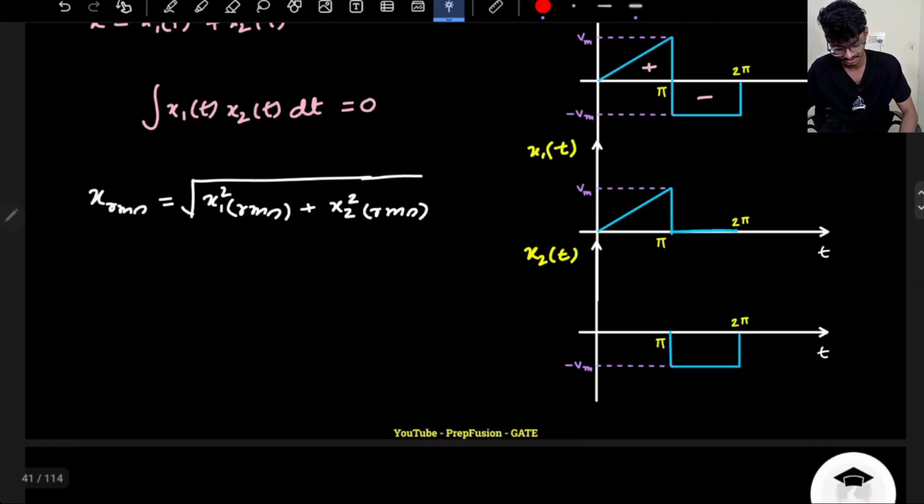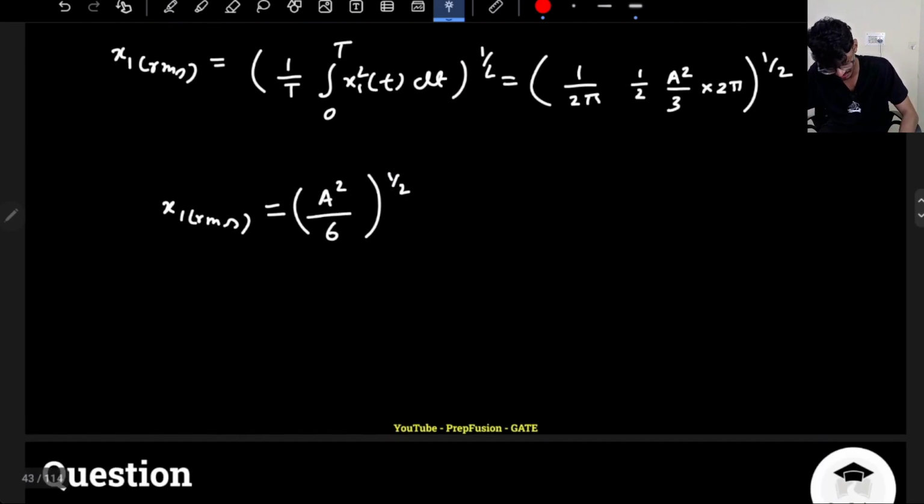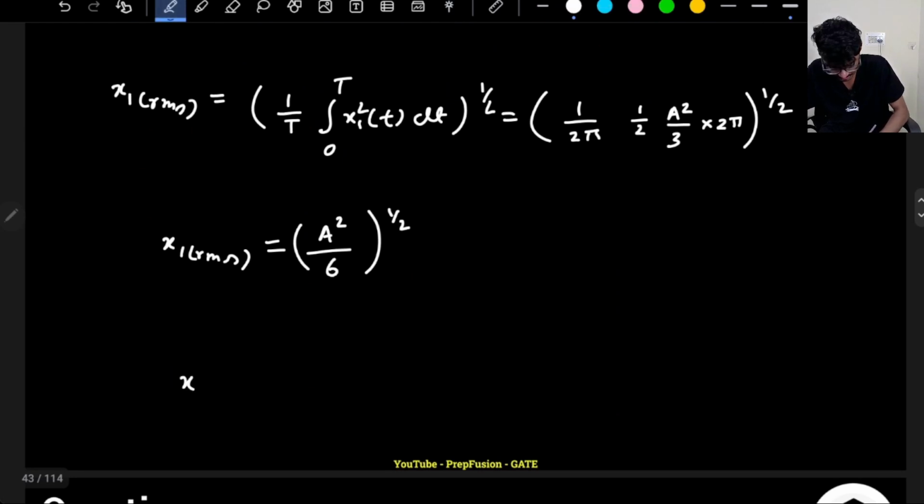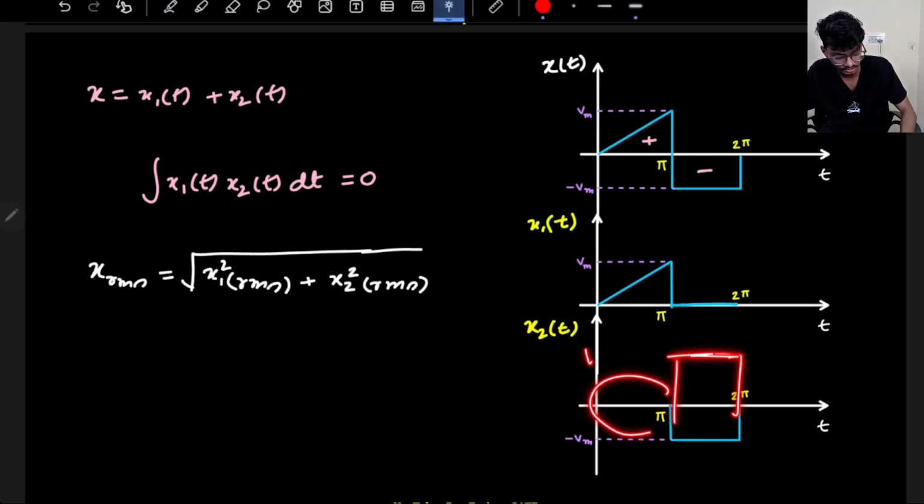Second waveform is rather simple. You will simply be able to find out the RMS of this. It's not that difficult. What is x2 RMS? X2 RMS will be very simple, right? What is the area of the squared? If I square this, what will happen? This will be Vm square basically. The waveform will be something like this. Vm square, for the other half it will be 0.